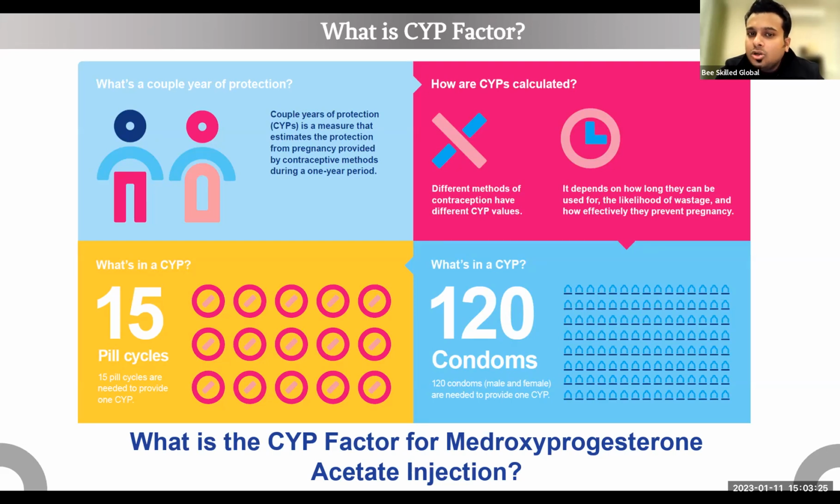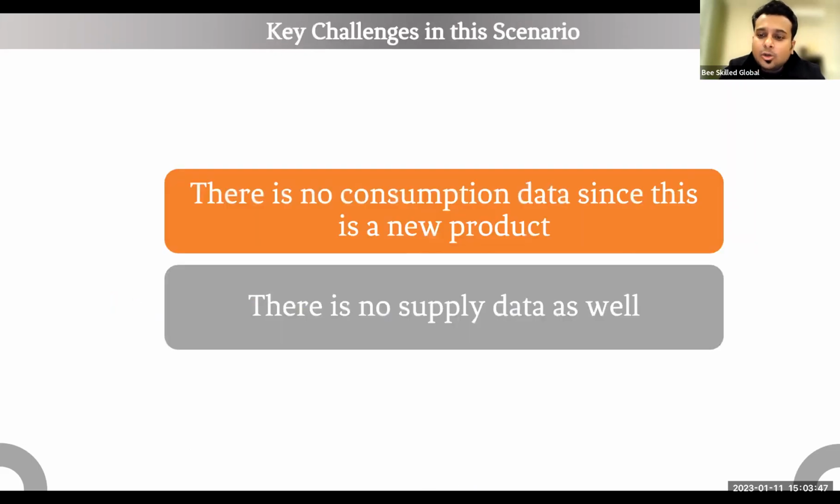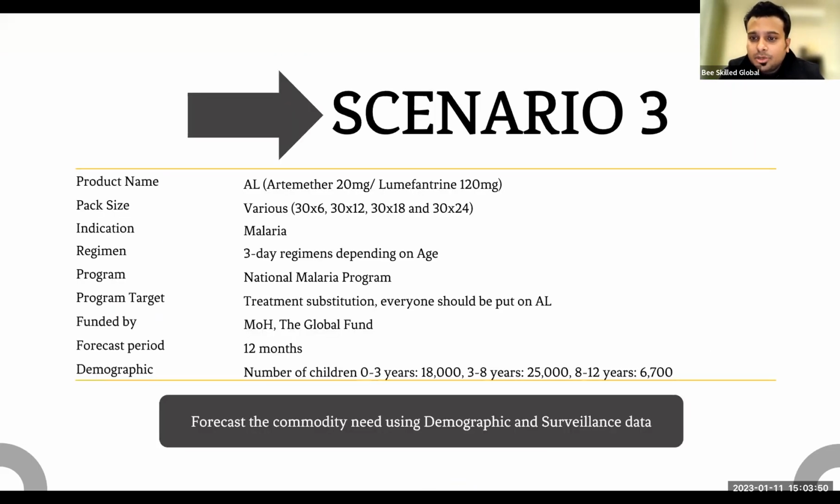It is the amount of contraceptive needed in 1 year to avoid pregnancy. So it's different for different contraceptive methods, like you see on the screen. For pill cycles, 15; condoms, 120. We saw for medroxyprogesterone, it's 4, because 4 injections are needed in 1 year. So any other questions? You can speak up, or you can put it on chat. It is going to be more and more complex now.